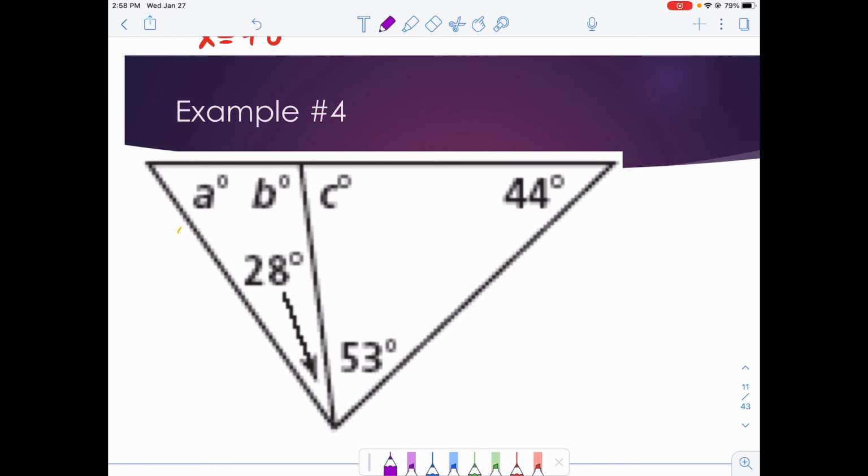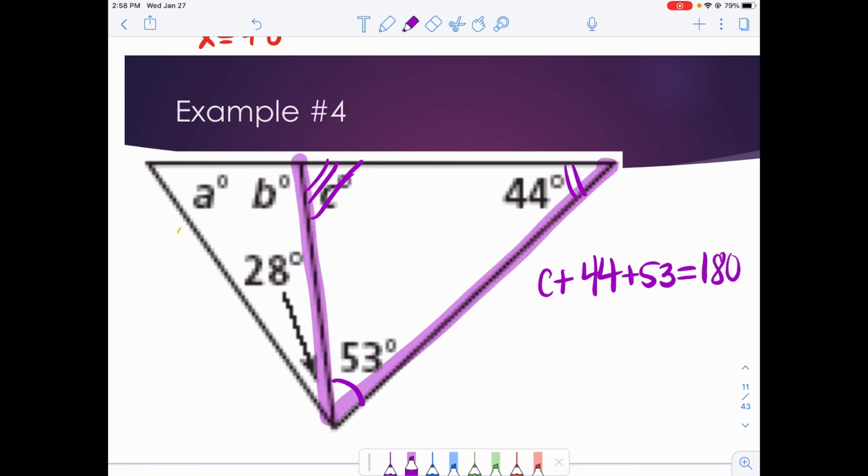Why? What can I do to find C? Well, I can take 53 and C and 44 and add them all together. So C plus 44 plus 53, what are they all going to equal? They're all going to equal 180. How do I know this is true? Because I know that in our triangle, all 3 angles, if you add them all up, they're going to equal 180. So let's add that up.